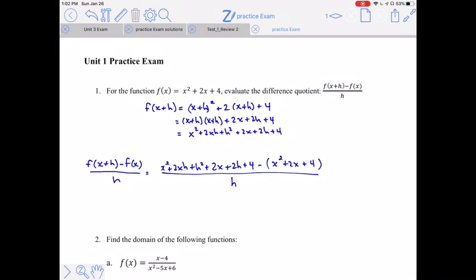Now the parentheses there is important because that reminds us that we're distributing that minus sign to all three terms. So that's really negative x squared minus 2x minus 4. And then the negative x squared would cancel with the x squared. This negative 2x cancels with the positive 2x, and this becomes a negative 4 here, which would cancel with that positive 4.